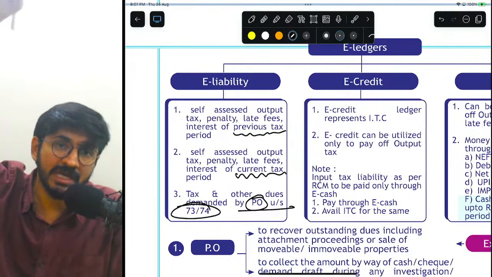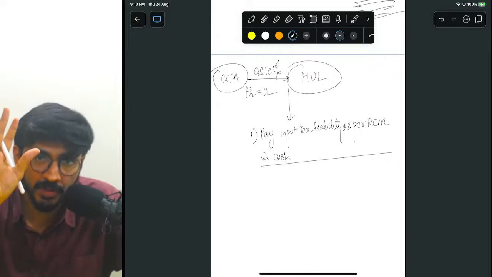Very simple. For example, let's say there is HUL, and it has taken service from GTA and GTA has opted for GST at the rate of 5%. Value is 1 lakh. In this case, understand what will HUL do? The first thing that he will do is pay input tax liability as per RCM in cash. In cash, yes, my dear friends, in cash. So one thing is for sure that his pocket has got emptied. He has borne the burden of input tax.